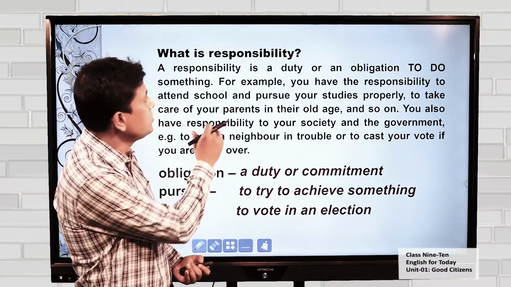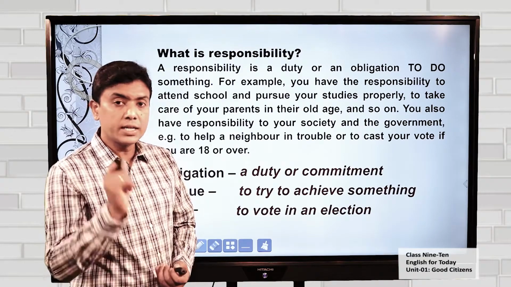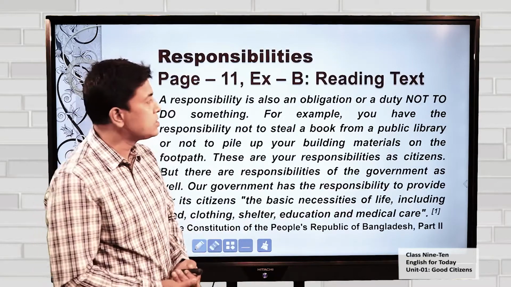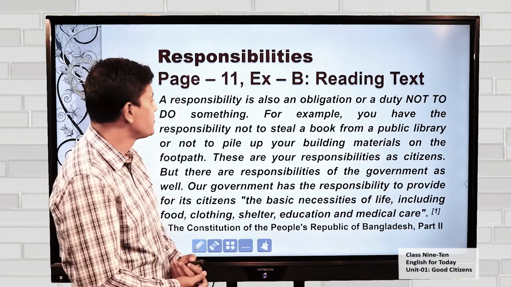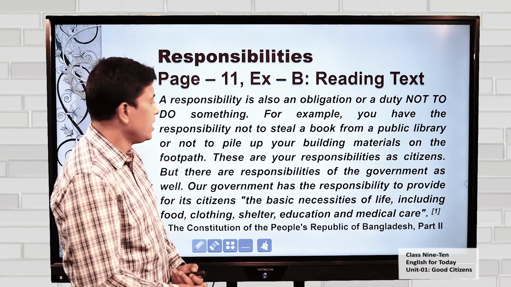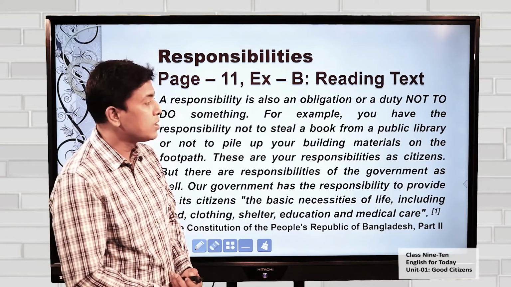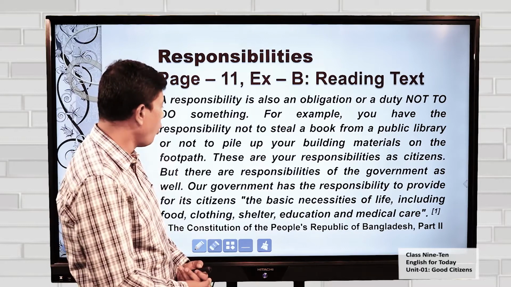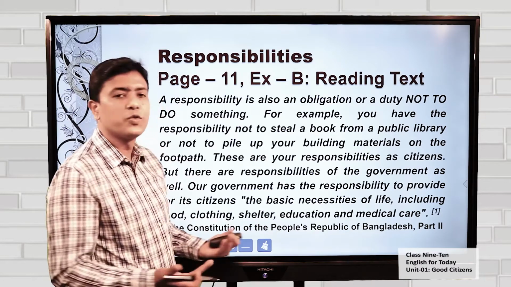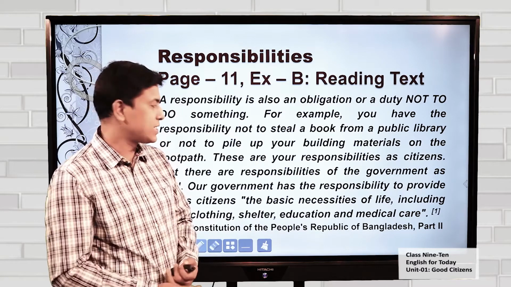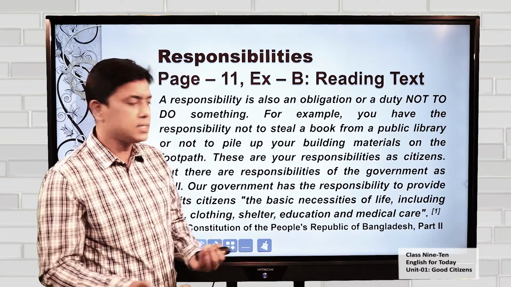So we have found out that responsibility means a lot. Let us read more. A responsibility is also an obligation or duty not to do something. For example, you have the responsibility not to steal a book from a public library or not to pile up your building materials on the footpath. You cannot do that. These are your responsibilities as citizens.